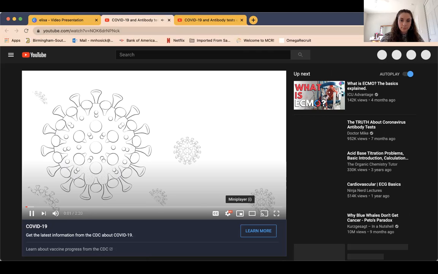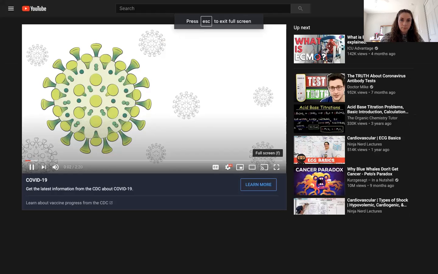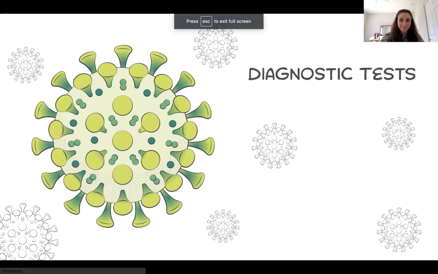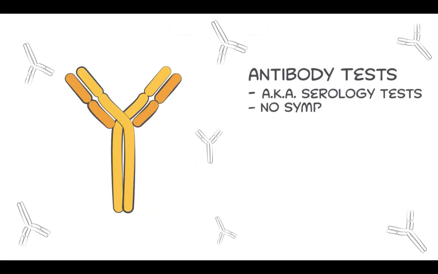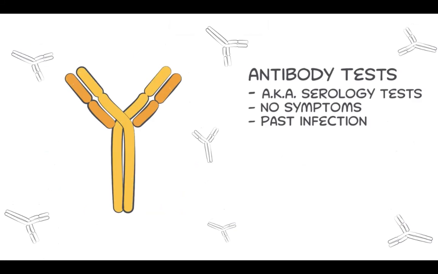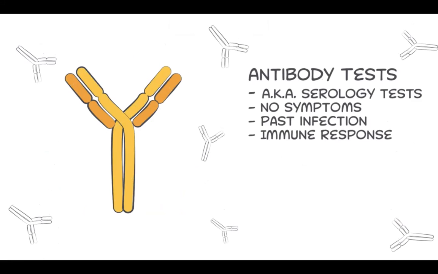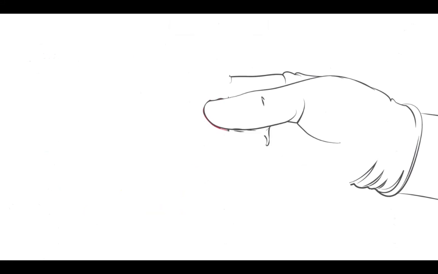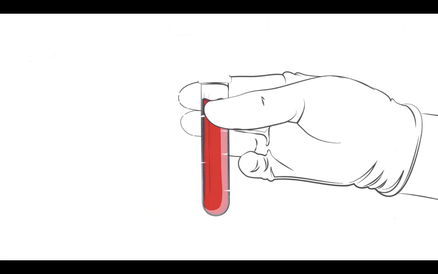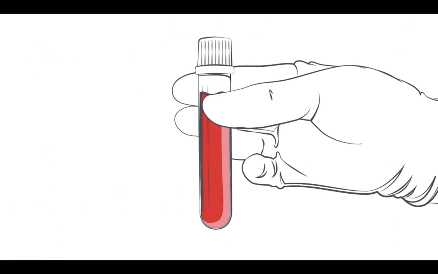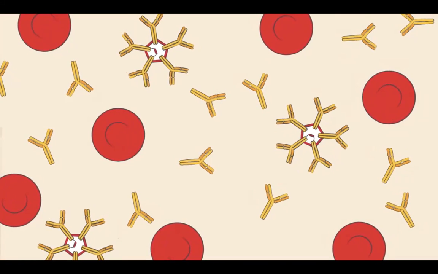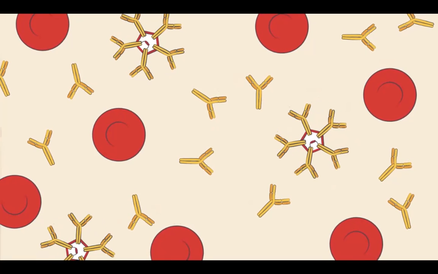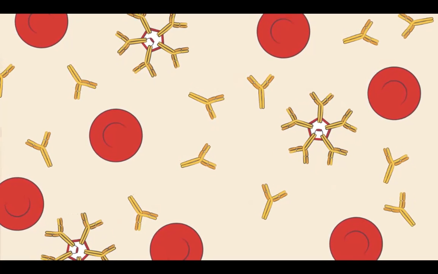Currently, there are two types of tests for SARS-CoV-2, which provide different kinds of information. Diagnostic tests tell us if someone is currently infected. Antibody tests, also known as serology tests, tell us if an individual was infected in the past and has had an immune response. Serology testing does not detect the presence of the virus, but rather detects the antibodies that are or were produced by the body in fighting the disease. Antibodies are proteins produced by the immune system in response to an infection and are specific to that particular infection. They are found in the liquid part of the blood called serum or plasma.